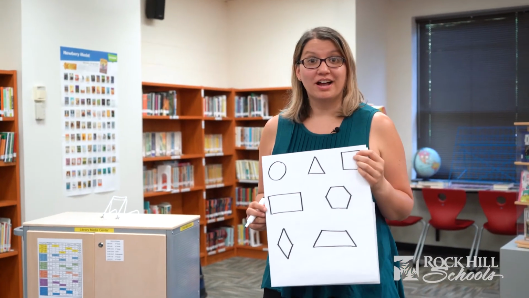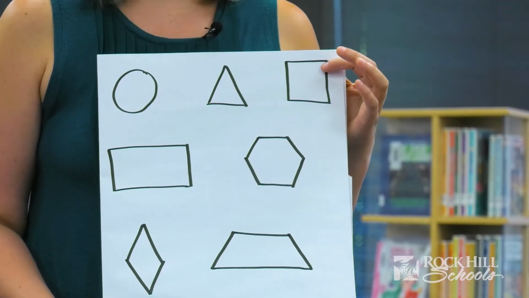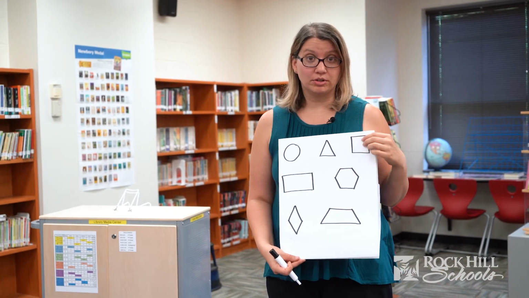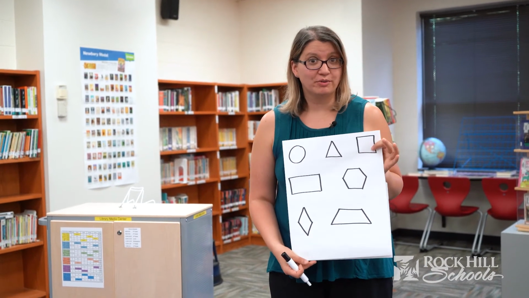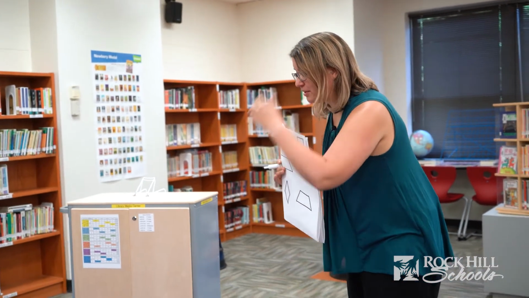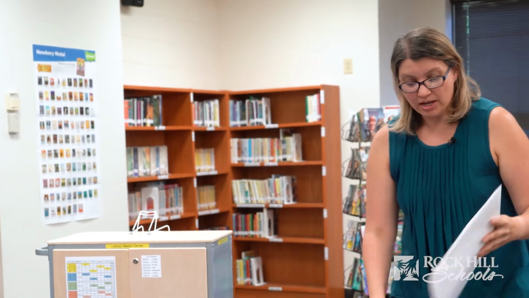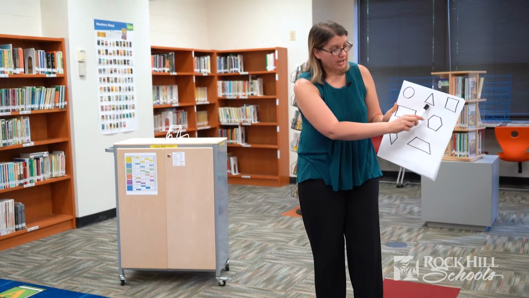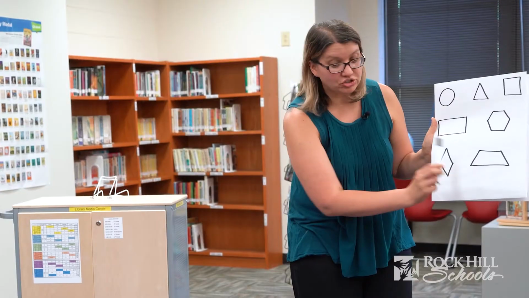Hi, boys and girls. I'm ready for our shape hunt now. I have our sheet that's going to help us find shapes and help me know what I'm looking for. And when we find them, we're going to mark them off. It's kind of like a scavenger hunt. Are you ready? I'm in this library, and I found this awesome carpet right here. And I think we're going to be able to find a lot of shapes on this carpet. Okay, so remember, we're looking for circles, triangles, squares, rectangles, hexagons, rhombuses, and trapezoids.